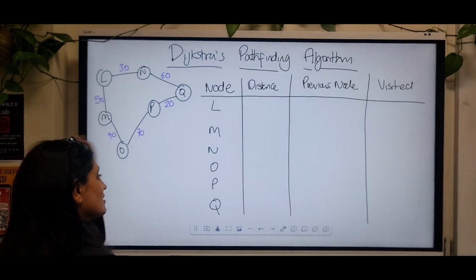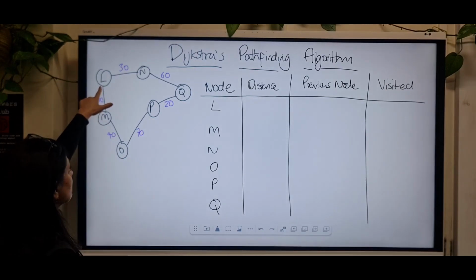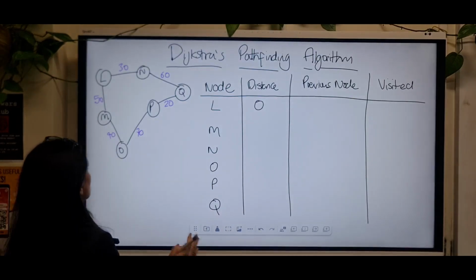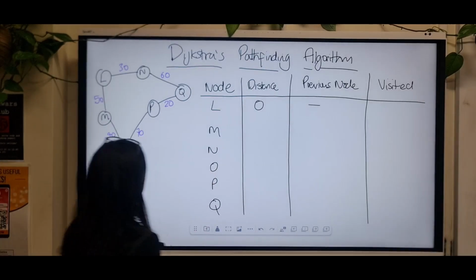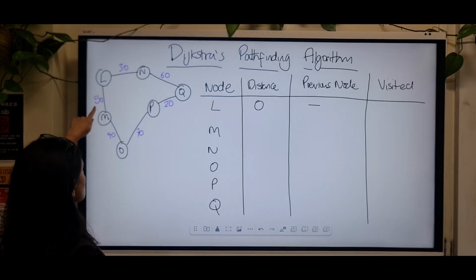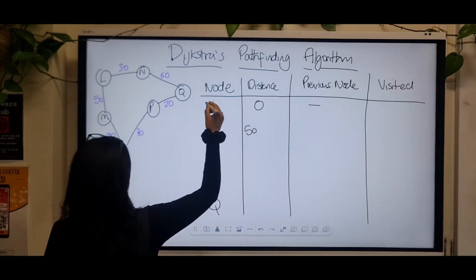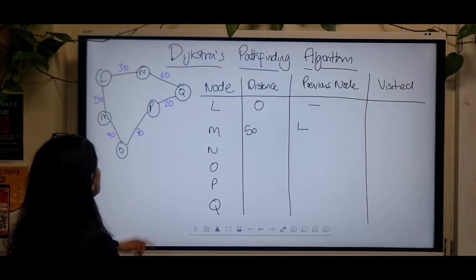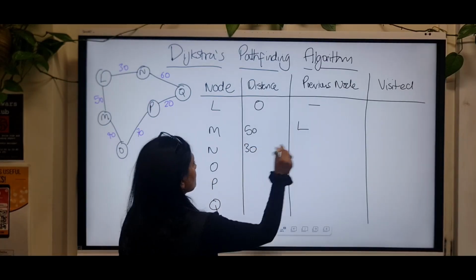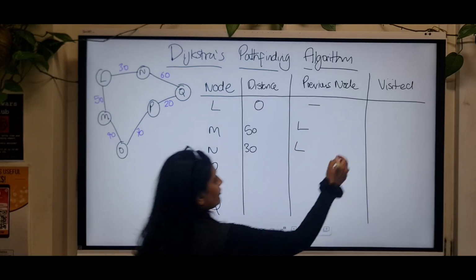Okay, so I've written that out. It just makes sense to put it out alphabetically. And we're now going to start. So L, before we've even moved, as it is a distance of 0, and there is no other previous node. L is connected to M and N. L to M is a distance of 50. There's nothing else to add. Previous node that we've just come from is L. L to N is a distance of 30. Nothing else to add. We've just come from L, so I've recorded that. And we can tick off L as visited.